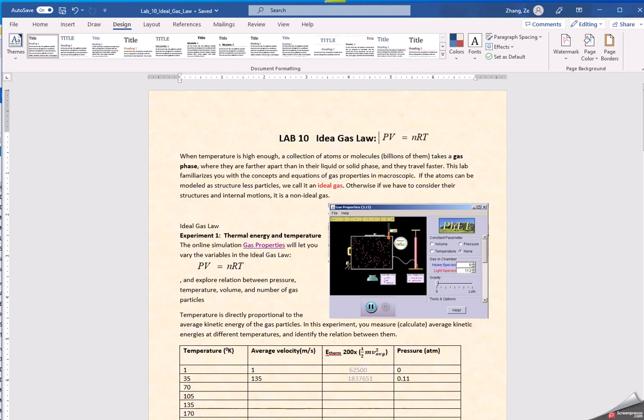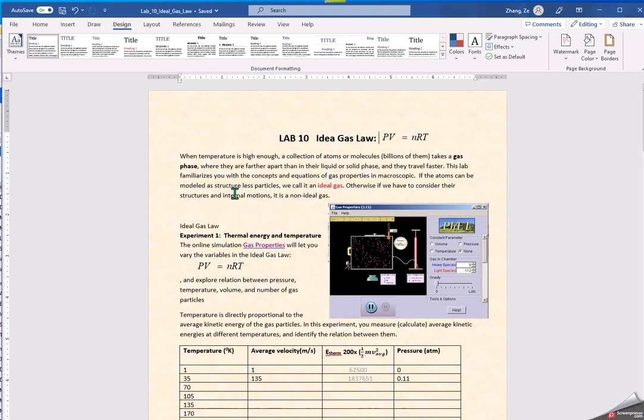In Lab 10, we explore the property of gas. As we studied in class, when temperature is high enough, the collection of molecules takes the gas phase, right? At high temperature, they are farther apart than they are in the liquid or solid phase, and they actually travel faster.